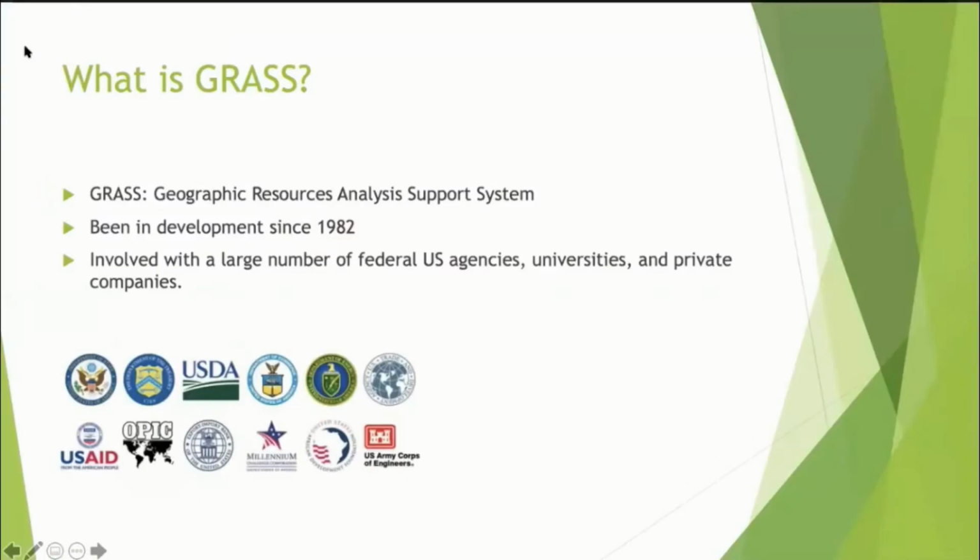What is GRASS? GRASS is an acronym that stands for Geographic Resources Analysis Support System. The software has been in development since 1982, and it's been involved with a large number of US federal agencies, universities, and private companies. In this bottom graph, I included a whole bunch of US agencies that potentially have used GRASS. For instance, I know the US Army Corps of Engineers probably used this software at some point.